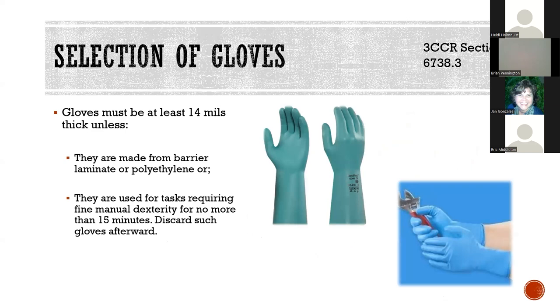You can use disposable nitrile gloves. There's a specific exemption for that. And that's only in the case, though, for tasks requiring fine manual dexterity. So, you know, this might be something like, for example, you're working with bait stations. You got to jam the key in there, fiddle around with the bait, and replace it, that kind of stuff. That's just an example.